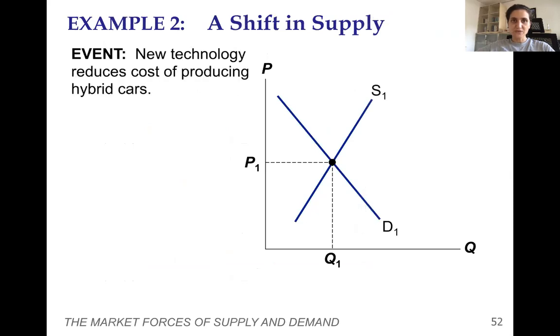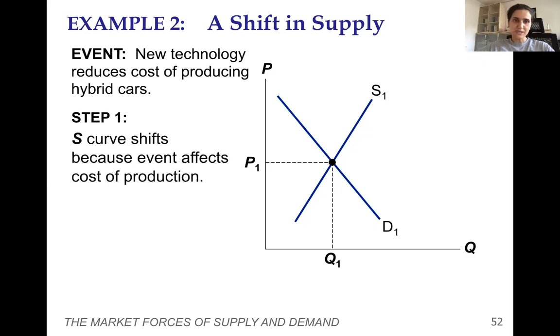So, a shift in supply. New technology reduces the cost of producing hybrid cars. Again, we are in the hybrid car market, analyzing it. If there's a decrease in the cost of production, then supply will shift to the right. So you are going to have a new curve. With that, what will happen? The equilibrium price will decrease and the equilibrium quantity will increase.